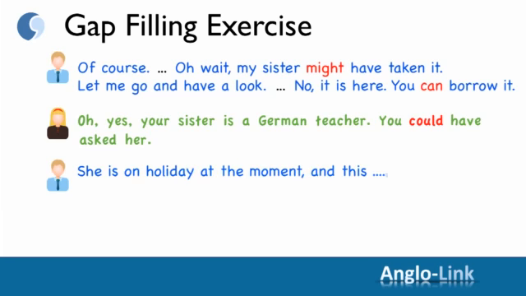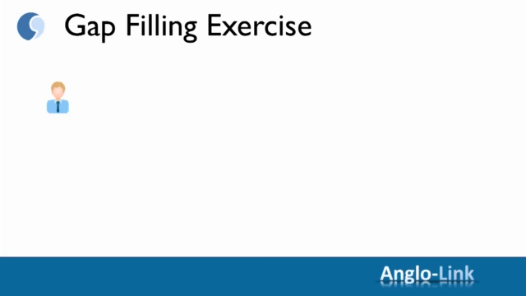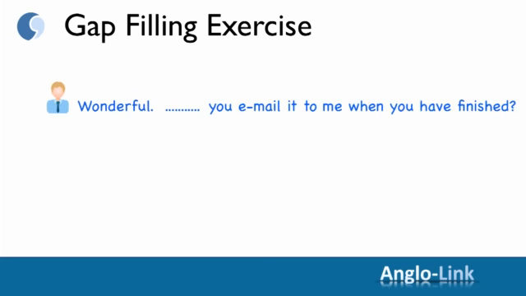She's on holiday at the moment, and this, wait. This can't wait. I need it for tomorrow. I not be able to do it for tomorrow. I might not be able to do it for tomorrow. But I do it for Wednesday. But I can do it for Wednesday. Wonderful. You email it to me when you have finished? Could you email it to me when you have finished? Sure.